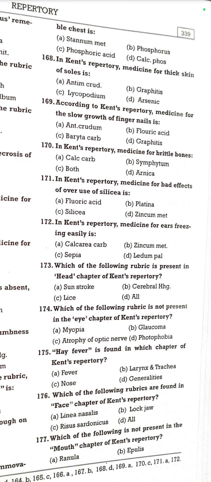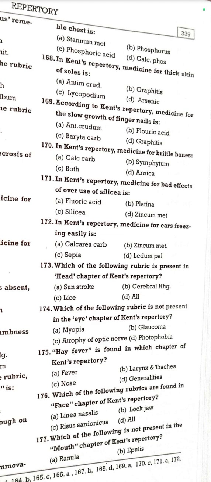168. In Kent's repertory, medicine for thick skin of soles is Arsenic. Next question. The slow growth of fingernails, medicine is Antimonium crudum. 170. Medicine for brittle nails is Calcarea carb and Symphytum. Next question. Medicine for bad effects of overuse of Silicea is Fluoric acid. Next. Medicine for ears freezing easily is Zincum met.